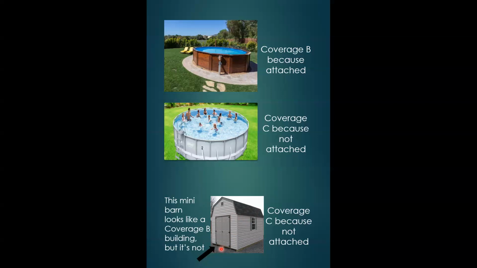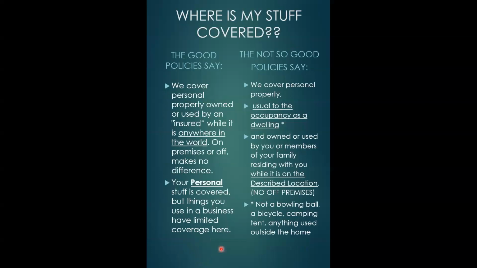Coverage A and B are permanent features of the real estate, and all coverage C is personal property, not a permanent feature of the real estate. So you have to look carefully and closely. Okay, further to our contents discussion. Coverage C contents, all of your stuff, your personal property. Where's my stuff covered? Personal property can be on premises or off premises or who knows where. And so what's the deal? Well, good policies say it doesn't make any difference where it is. We cover all of your personal property anywhere in the world. Literally, the policy says anywhere in the world.